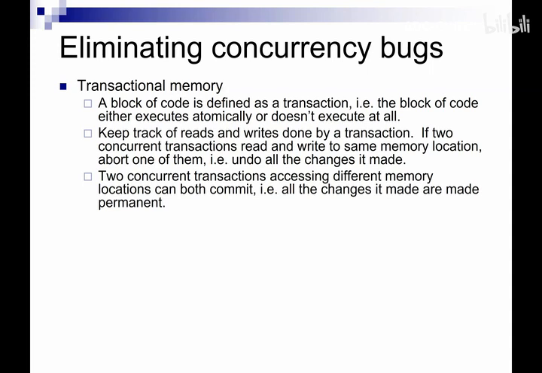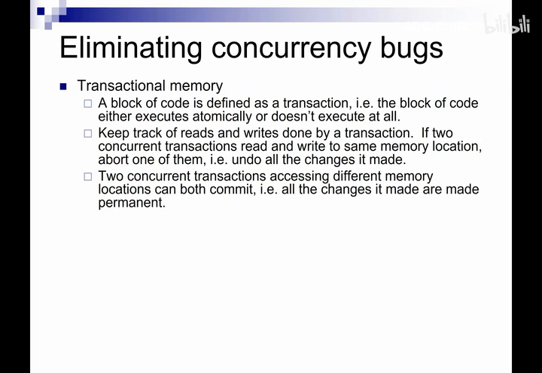Therefore we want to keep track of which reads and writes are happening in the transaction. If the threads are reading and writing to different memory locations, that is fine. But if there is a memory location where several concurrent threads both read and write to that location, then we could potentially have a bug. In that case, the transactional memory system is going to abort all of the transactions except for one. It's only going to let one of those transactions that access this common memory location proceed. All the other ones get aborted.